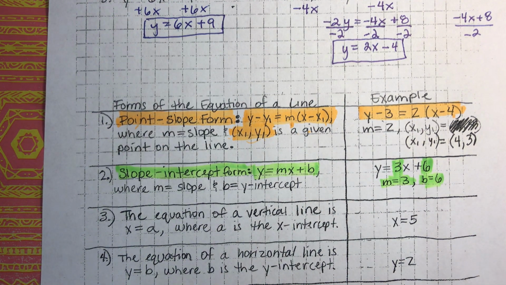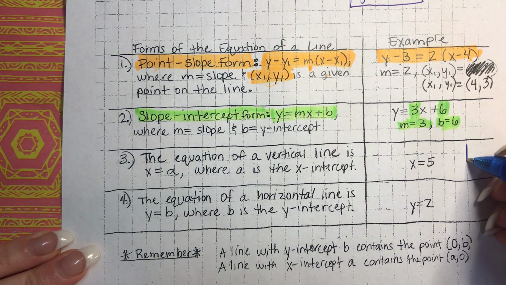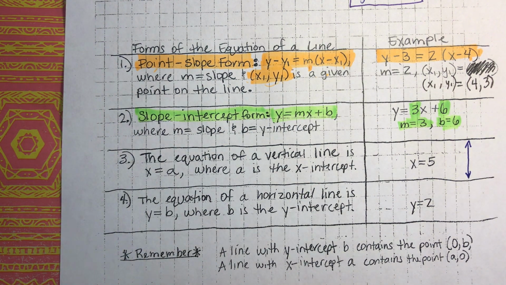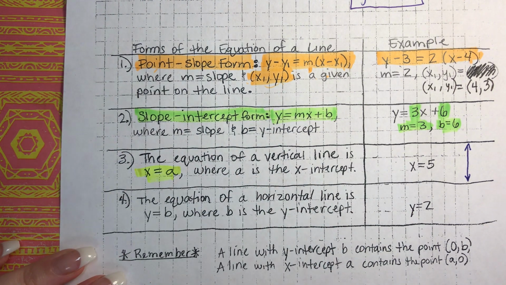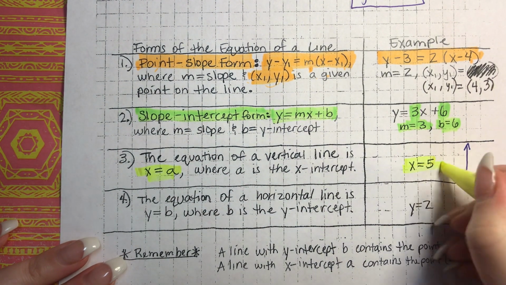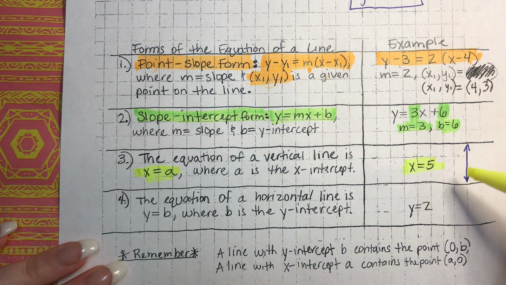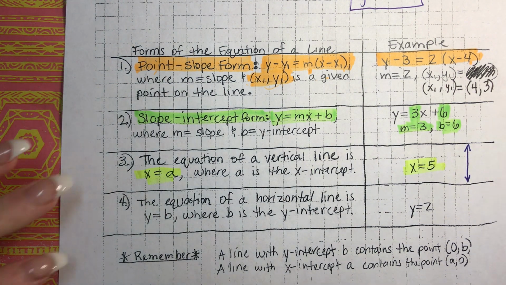There are two other forms. The equation of a vertical line, right? A vertical line is a line that's going straight up. It has its own equation: x equals a. So x equals 5 is a vertical line. X equals 10 is a vertical line. X equals negative 2 is a vertical line. X equals 6 is a vertical line. X equals anything is a vertical line.